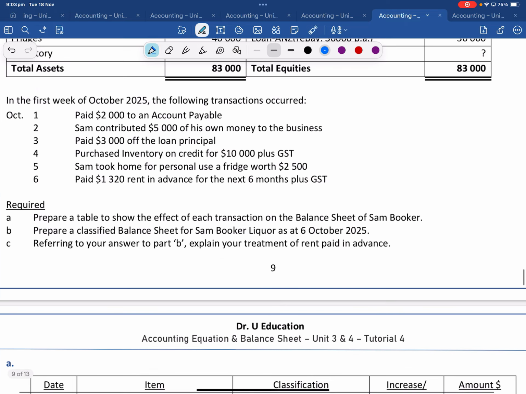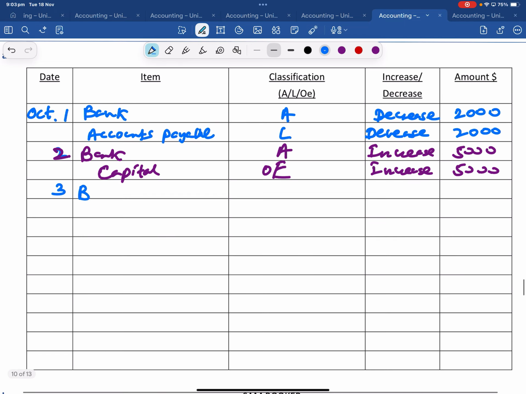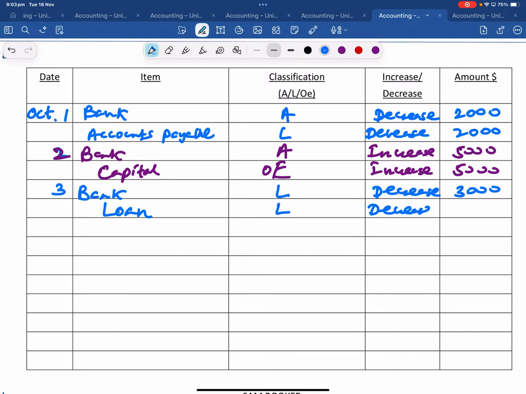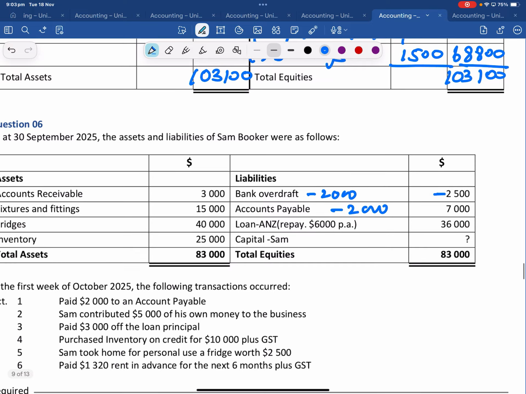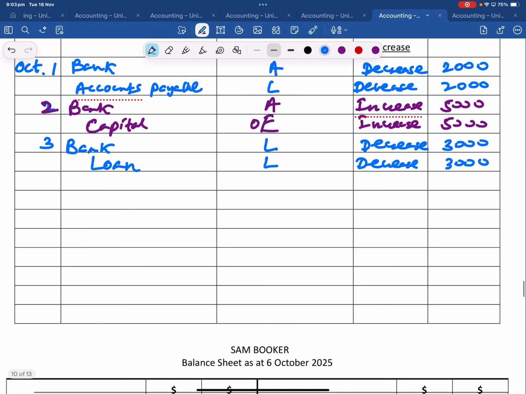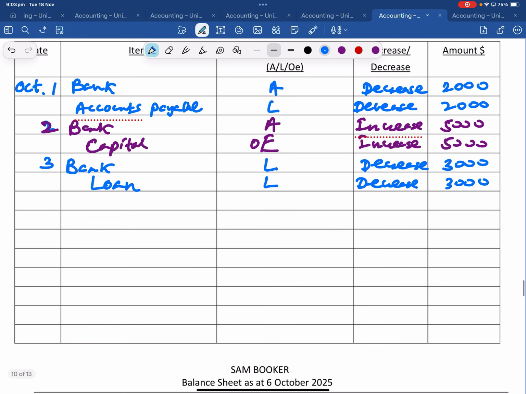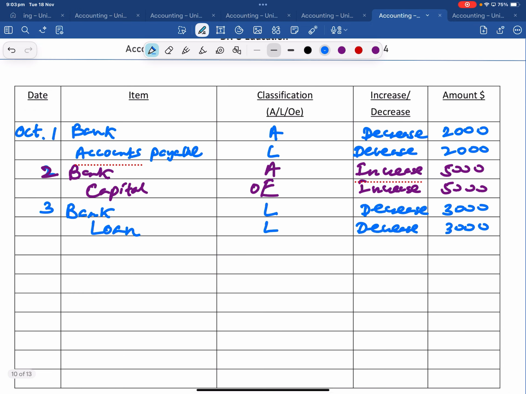So what happens? Bank, loan decrease 3,000, and loan decrease 3,000. Sorry, I didn't record it in this one. I'll put plus 5,000. You weren't done, liability. Come again. Sorry, that's an asset. Decrease 3,000, loan.